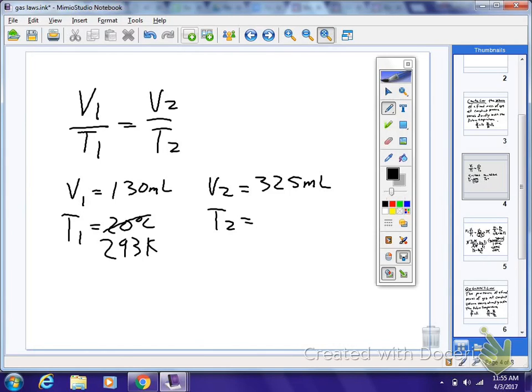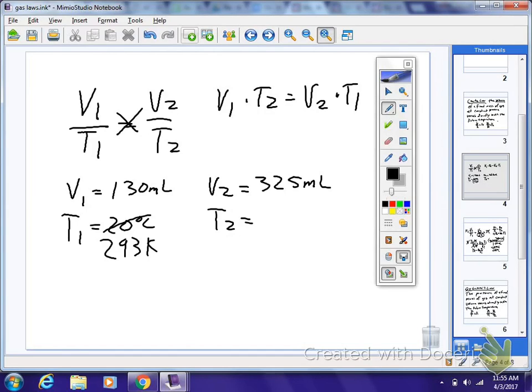One of the best ways to do this is just to cross multiply the symbols to begin with. If I cross multiply the symbols, then I don't have anything in the denominator or fraction, and then I can solve for it easier. So it's going to be V1 times T2 equals V2 times T1. So it makes it easier to solve. Then I want to solve for T2. So T2, I want to get by itself.